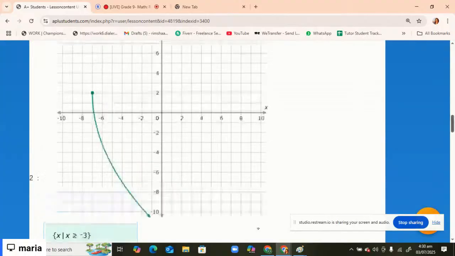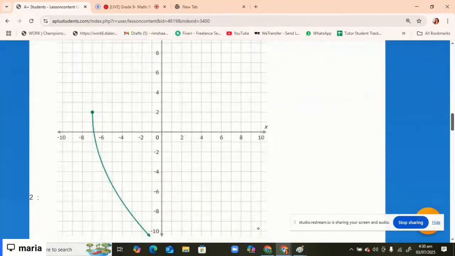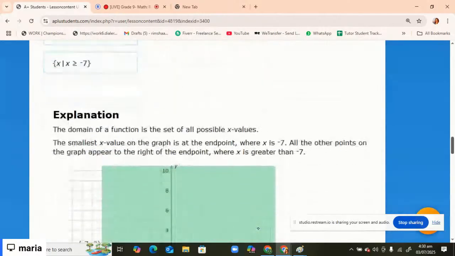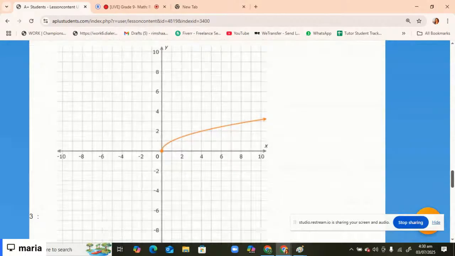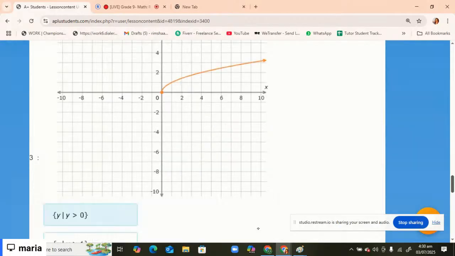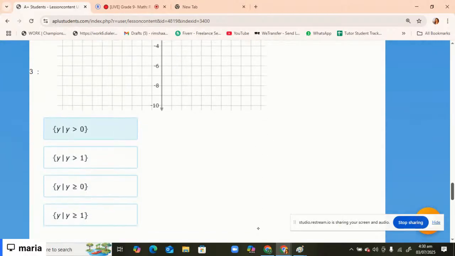For example, now what is the range of this function? For the domain, you just see the x values, and for the range, you are just going to check the y values. Now for this, it starts from 0 and the y values which are covered go up to 3. Okay, it is 0 to 3.